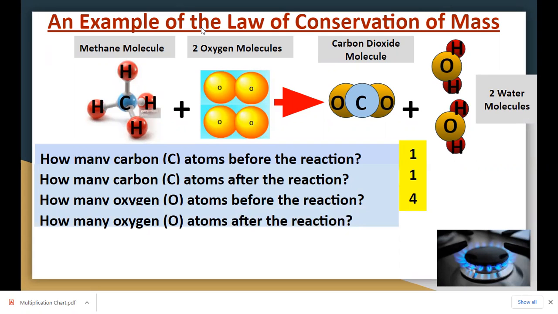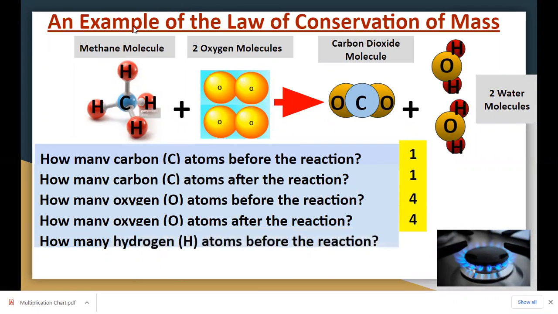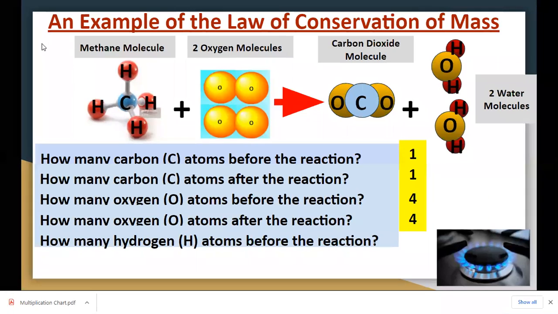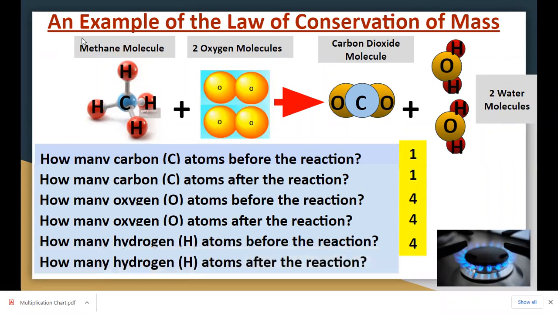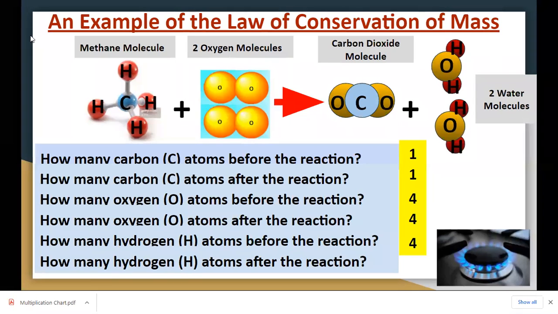And how many oxygen atoms after the reaction? Well, let's count. 1, 2, 3, 4, even though they're combined differently, there's still 4 oxygen atoms. How many hydrogen atoms before the reaction? 1, 2, 3, 4. So there's 4. And how many hydrogen atoms after the reaction? Let's find them. 1, 2, 3, 4. Combined differently, but there's still 4, right?